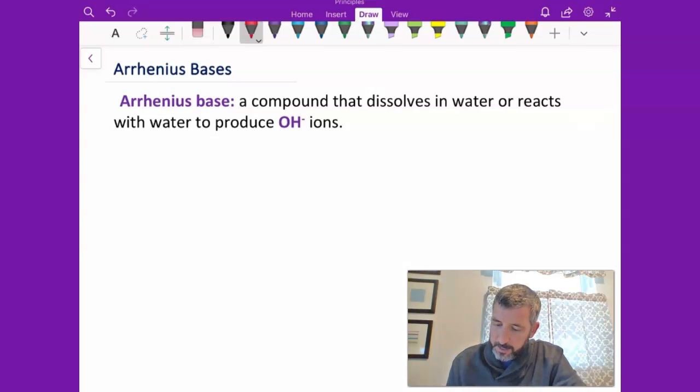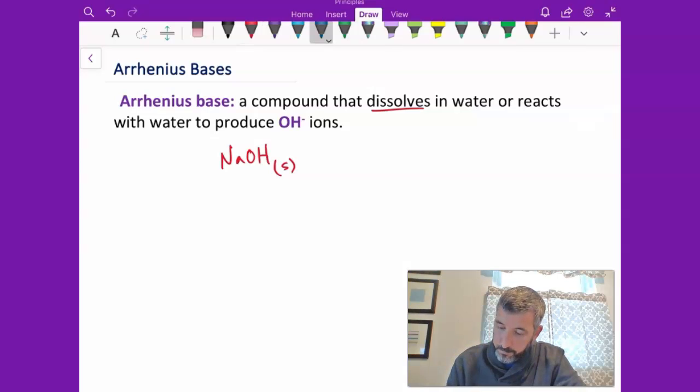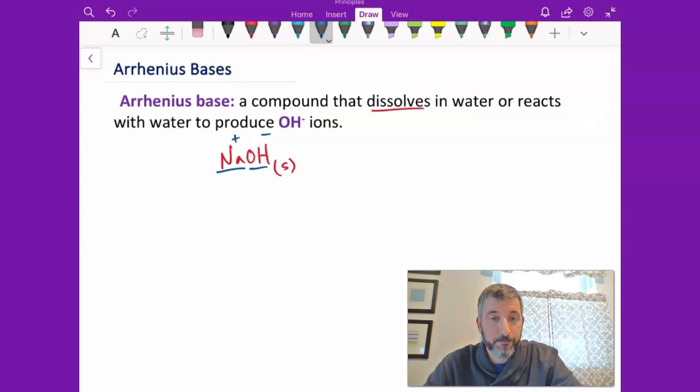Here's what's happening in an Arrhenius base. If I have something like sodium hydroxide, this is what is in Drano, drain cleaner. It's going to dissolve. So you see it says it dissolves in water. If I have some solid sodium hydroxide, that means just a Na plus ion, so sodium from group number 1, the alkali metals on the periodic table, and then I've got an OH minus ion. So that's an ionic compound. And ionic compounds are soluble, which means they dissolve in water. Not all of them, but most of them.